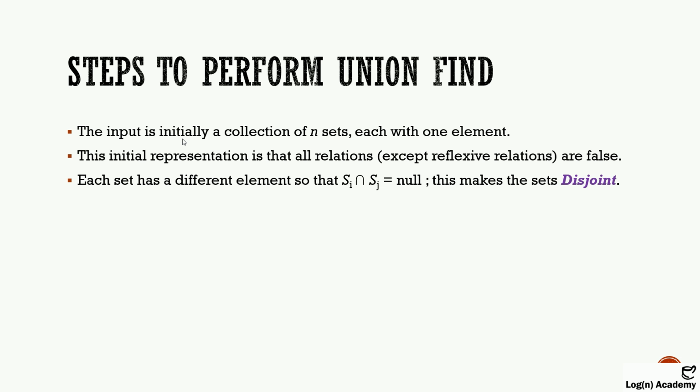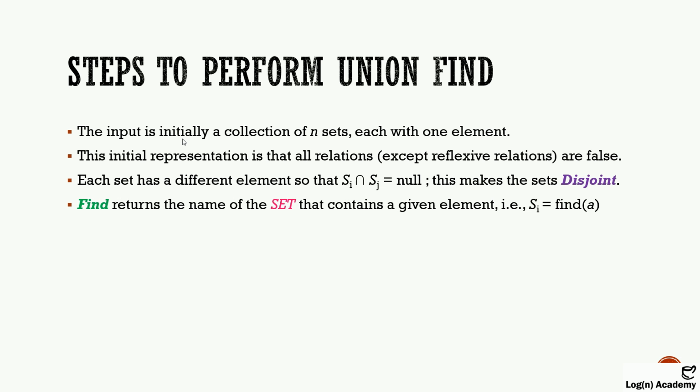Each set has a different element, so that Si intersection Sj is equal to null. This makes the sets disjoint. So every element was different. Every element was in its own set, so the intersection is actually null.